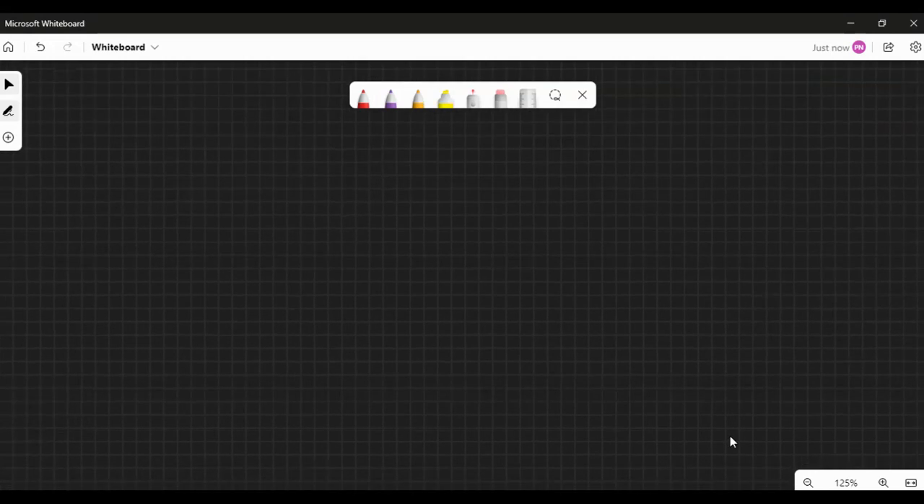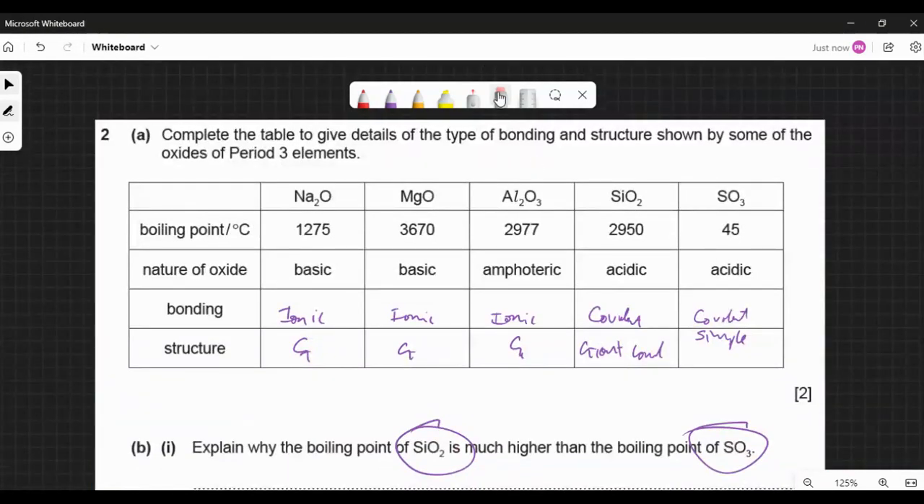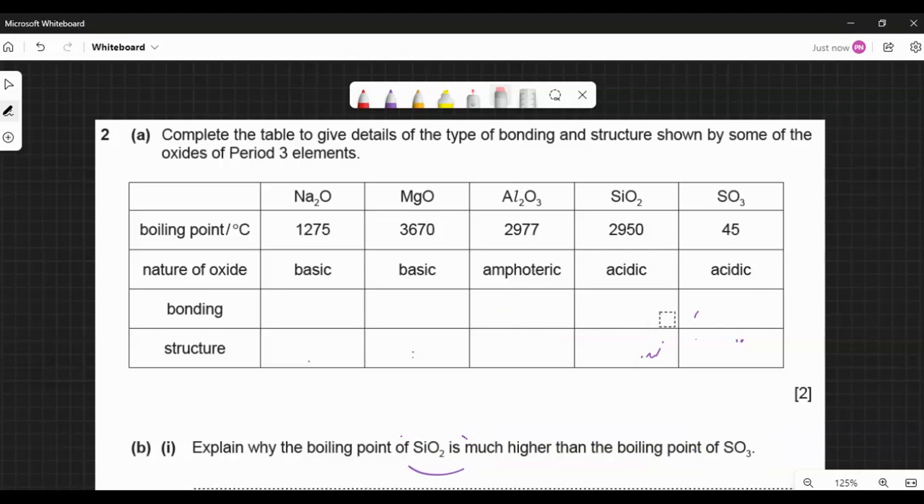Let's have a look at the next one. Oops, I've written those in already. Let me get rid of those. I forgot to get rid of these for earlier, but never mind. Okay, there we are.